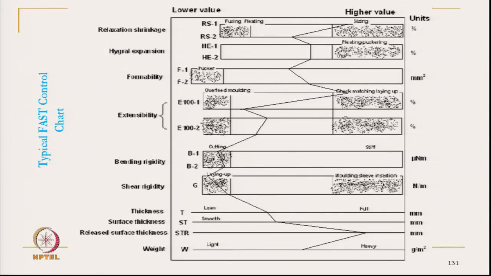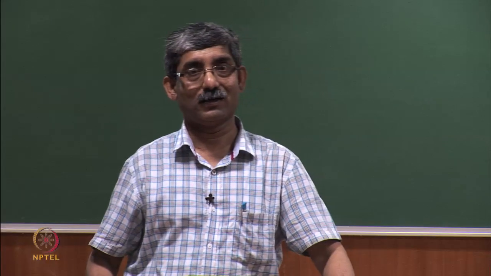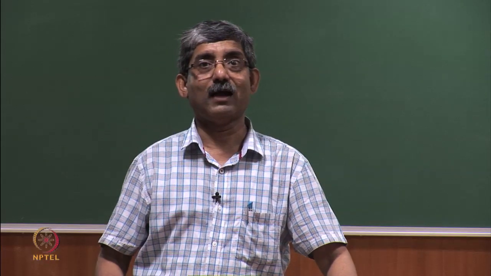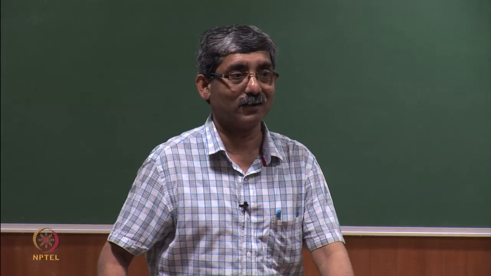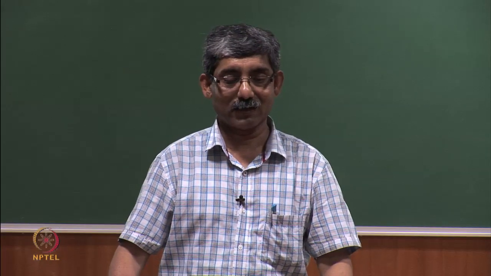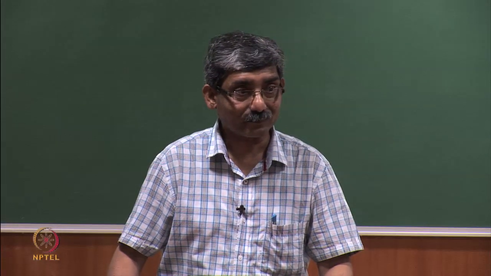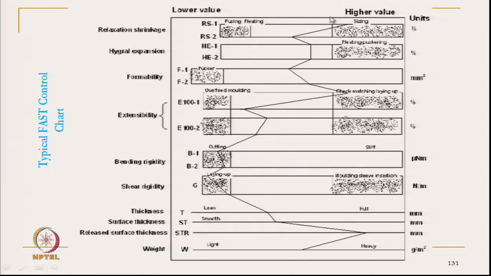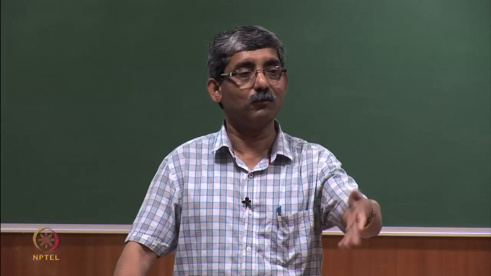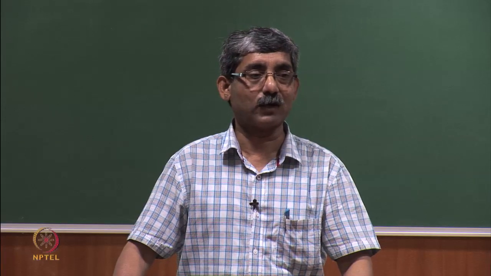Now, what does it show? This fabric is tested in the FAST instrument, and we get this control chart. That means this fabric will have a problem in sizing due to very high relaxation shrinkage in the warp direction. So, the problem will be in the warp direction, in the weft direction we do not have any problem. So, we have to take action, or whatever precaution we have to take, we have to do.